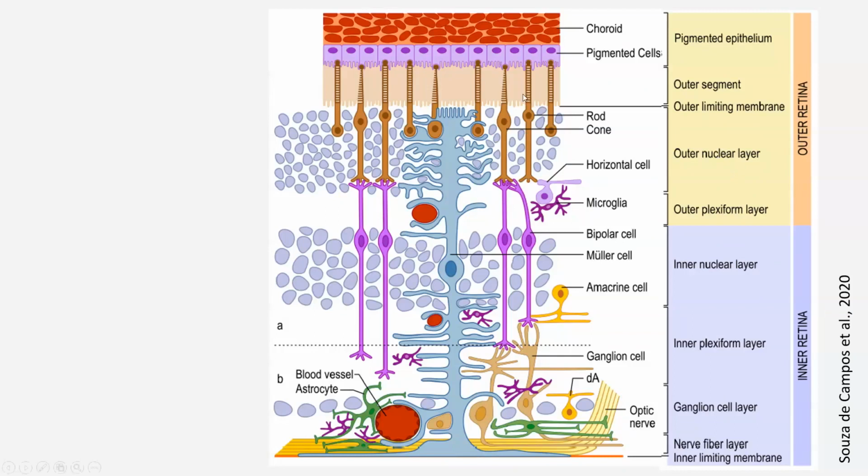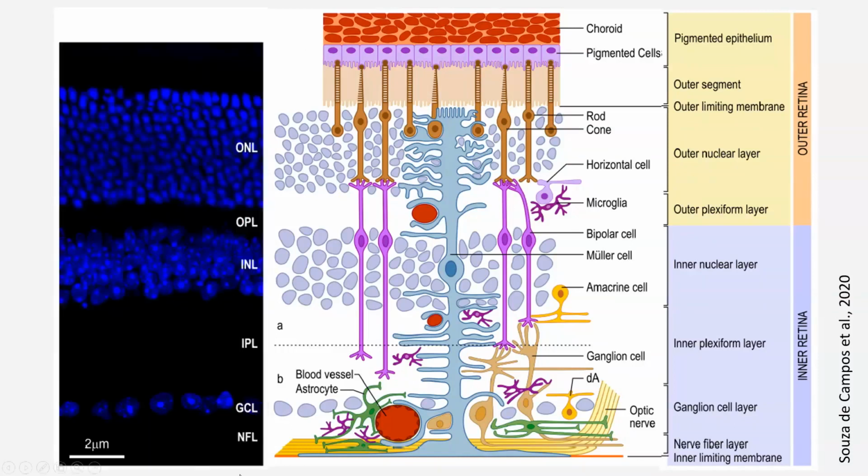After the photoreceptors, we have supportive cells like the bipolar, the amacrine, and the horizontal cells. Those cell bodies can be found in the inner nuclear layer. And finally, we have the ganglion cells. Their bodies are found in the ganglion cell layer, and their axons add up and form the optic nerve that goes into the brain.